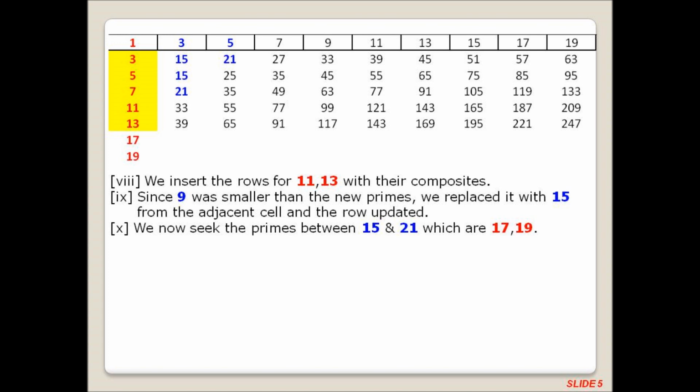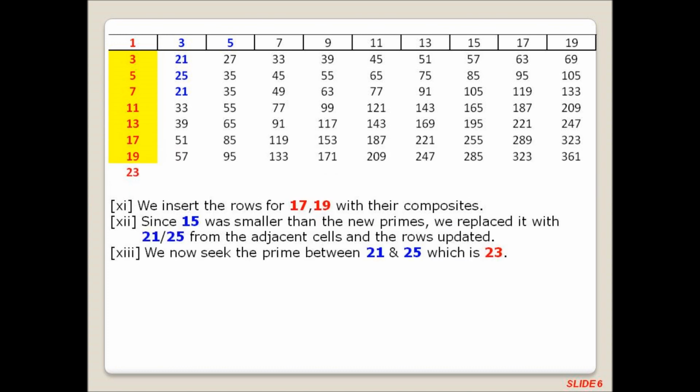We now seek the primes between 15 and 21, which are 17 and 19. We insert the rows for 17 and 19 with their composites. Since 15 was smaller than the new primes, we replace it with 21 and 25 from the adjacent cells and the rows updated.